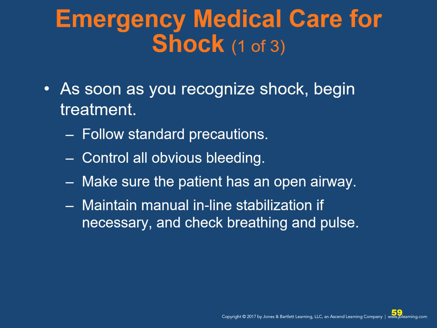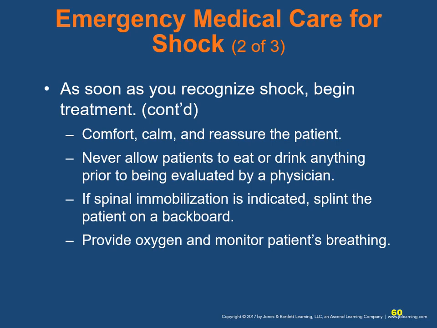If direct pressure is not rapidly successful in the control of bleeding from an extremity, apply a tourniquet proximal to the bleeding site according to the local protocol. Make sure the patient has an open airway. Maintain manual inline stabilization if necessary, and check for breathing and pulse. Comfort, calm, and reassure the patient while maintaining the patient in the supine position. Never allow patients to eat or drink anything prior to being evaluated by a physician. If spinal immobilization is indicated, splint the patient on a backboard.